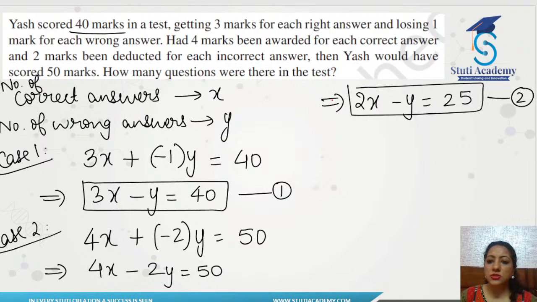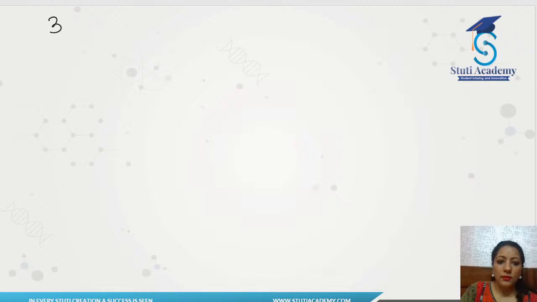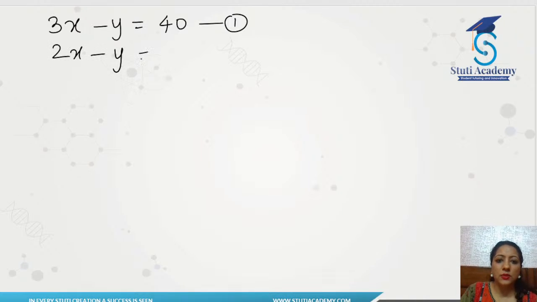So these are two equations which we have. We will now solve here for x and y. So we have here 3x minus y is equal to 40. This is the first equation. And then we have 2x minus y is equal to 25. That is the second equation.